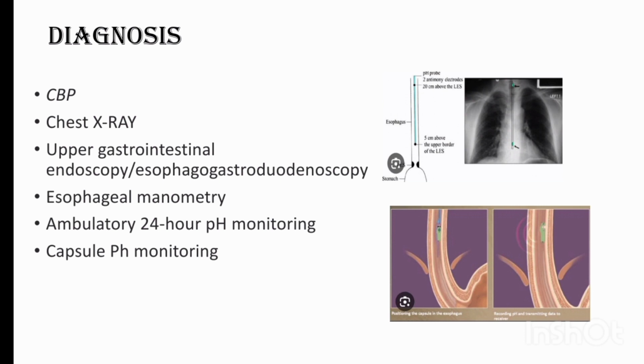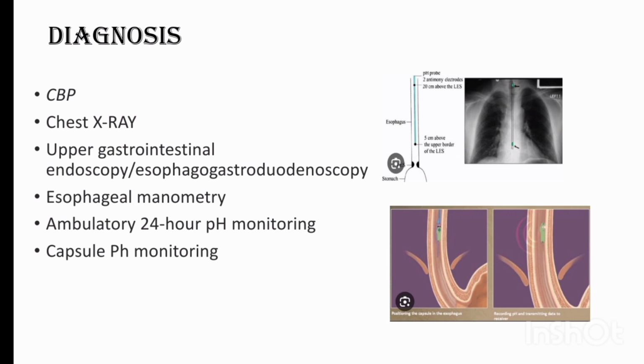Diagnosis of GERD includes CBC. In CBC, we should primarily consider platelet count and RBC rather than neutrophils and WBC. Chest X-ray is used to rule out the condition of hiatal hernia. Upper GI endoscopy is used to rule out abnormalities in the esophagus.